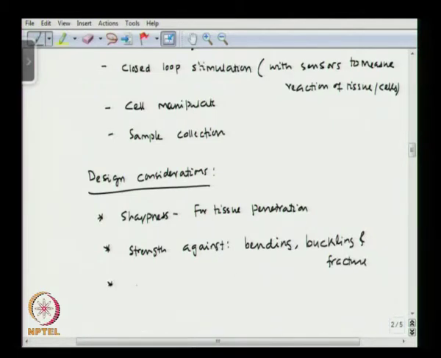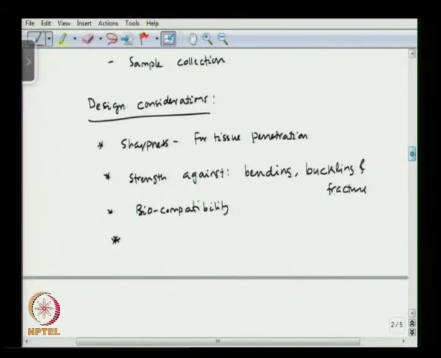The third important thing is biocompatibility. The microneedle needs to be compatible with our body. The fourth thing is it should be able to deliver enough volume flow rate. So, sufficient volume flow rate.